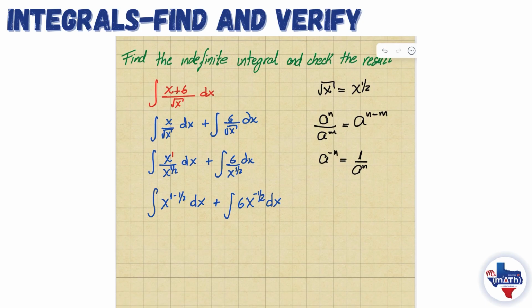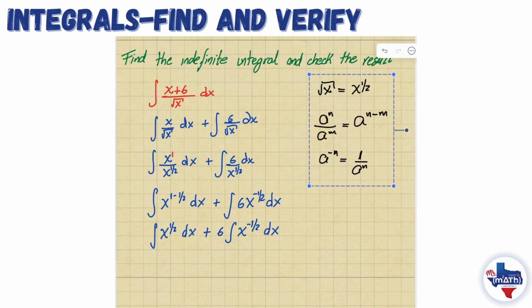Okay, the integral of 1 minus 1/2 will be just 1/2 dx, and we can take advantage and put the 6 out and have the integral of x to the negative 1/2 dx. Okay, let's shrink this for a second so we have more space.